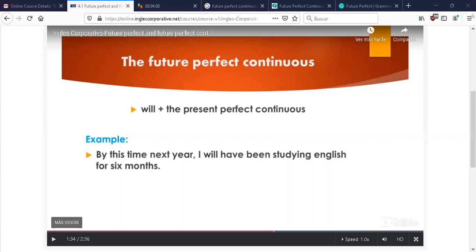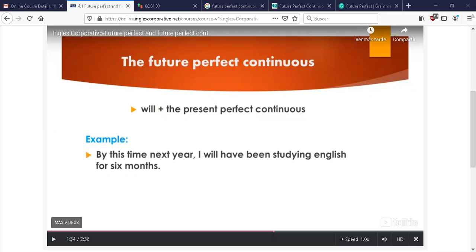Okay, very good. So how do you say, yo voy a haber estado estudiando inglés por 5 años? I will have been studying English for five years. Exactly. And normally, as you can see here, by this time next year, I will have been studying English for 6 months. So pretty much it is the same thing as future perfect, but the only difference is that this is in the continuous form. Okay?